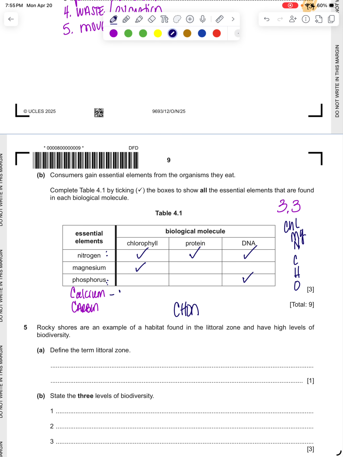Calcium, CaCO3. That's for our mollusk shells or the calcium carbonate, like the coral skeleton. We could also do calcium phosphate. Calcium phosphate is in bones and teeth. And then carbon is in all organic compounds. Always just glucose on that one.